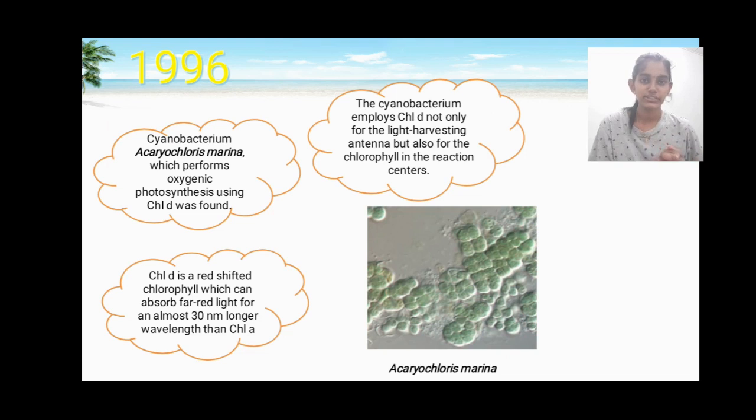By 1996, Acaryochloris marina, which performs oxygenic photosynthesis using chlorophyll d, was found. Chlorophyll d is a red-shifted chlorophyll which can absorb far-red light, at an almost 13 nanometer longer wavelength than chlorophyll a. The cyanobacterium employs chlorophyll d not only for the light harvesting antenna but also as the chlorophyll in the reaction center. Below is the picture of the cyanobacterium.